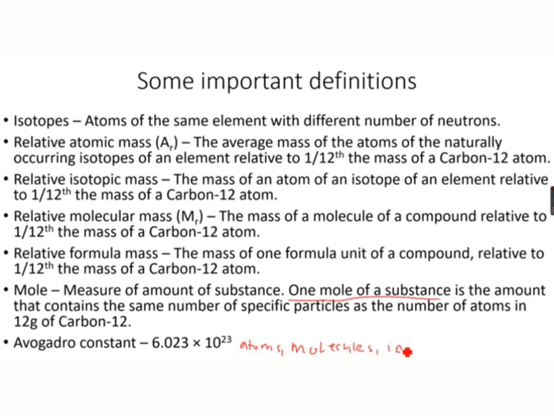So as you can see over here, when I talk about the definition of a mole, now let's study this definition more closely. 1 mole of a substance is the amount that contains the same number of specific particles. The reason I've written specific particles is because these can be atoms, molecules, or ions. So it can be anything. So same number of specific particles as the number of atoms in 12 grams of carbon 12.